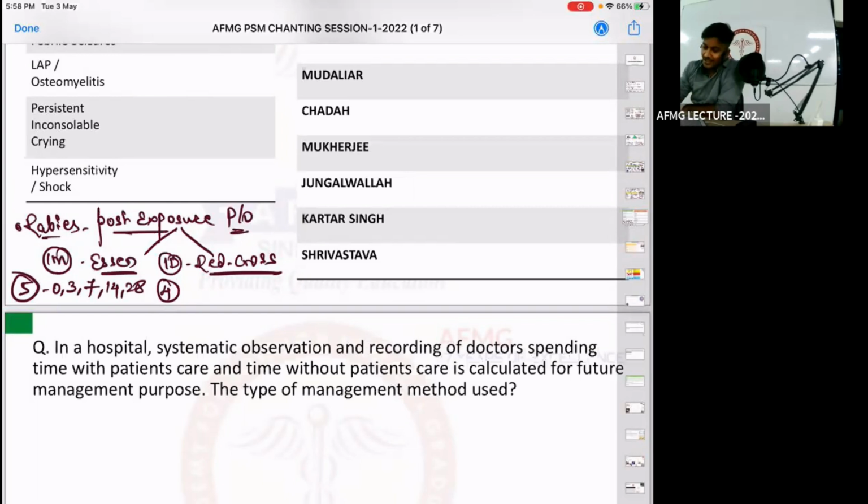Then if I talk about the updated Thai Red Cross regime, only 4 doses are given. That means 0, 3, 7 and 28. So we skip which dose? The 14th day dose is skipped. Which dose is skipped in intradermal? The 14th day dose is skipped.